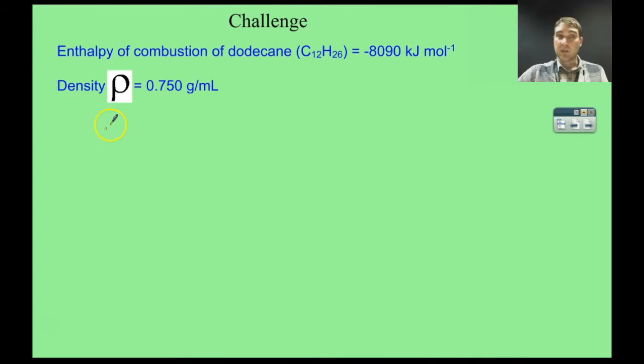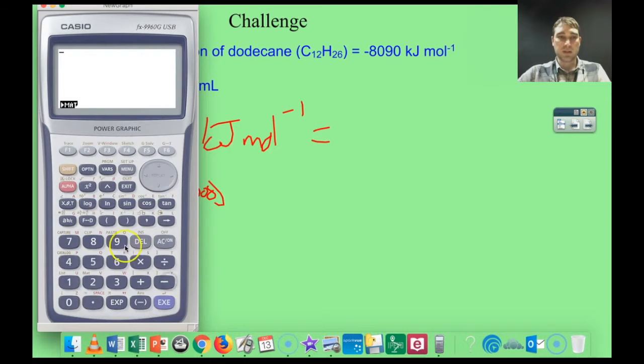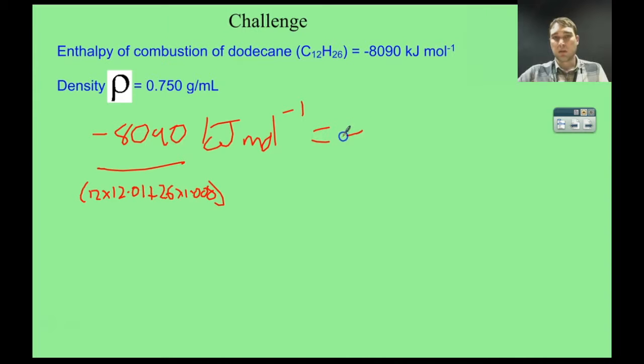So let's calculate the enthalpy of combustion of dodecane in kilojoules per gram. So we've got minus 8,090 kilojoules per mole. Okay, so we're going to divide that by the molar mass of dodecane. So that's going to be 12 times 12.01 plus 26 times 1.008. So let's calculate that in our calculator now. That equals minus 47.53 kilojoules per gram.